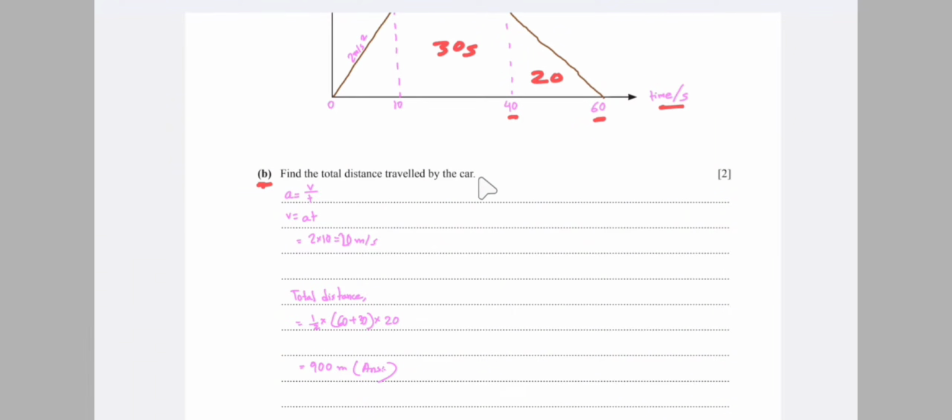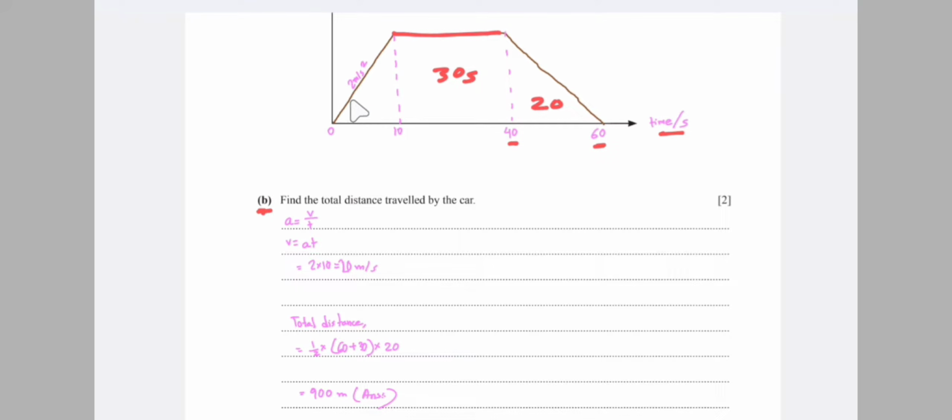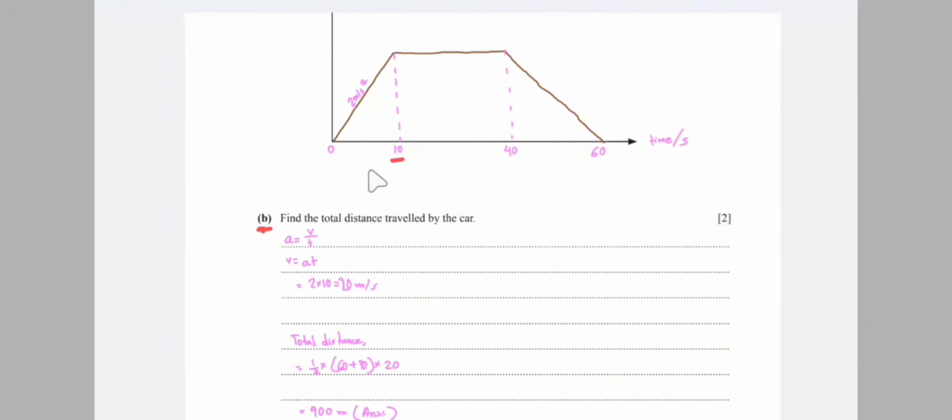Find the total distance traveled by the car. So what is the total distance? First of all, we have given the value of acceleration and the value of time. So we know the acceleration and the time. So what is the velocity? Acceleration is equal to velocity by time, so velocity is equal to acceleration into time.